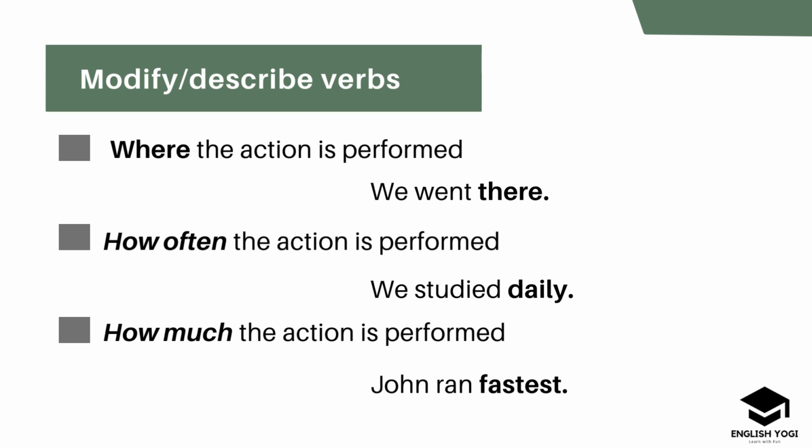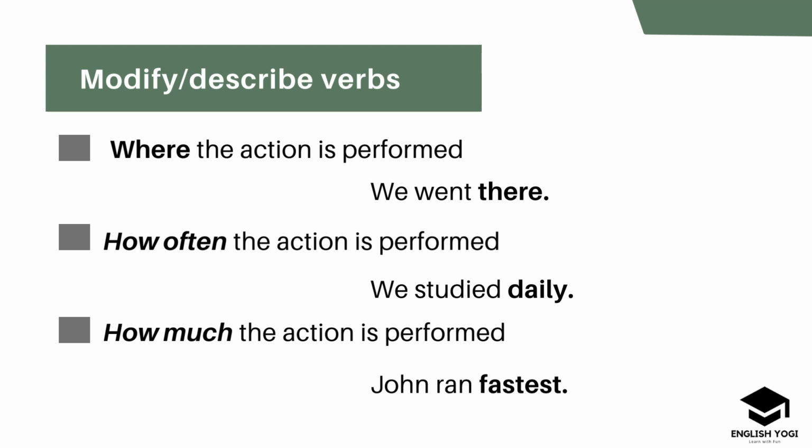Similarly, how often the action is performed. The example is here, we studied daily. So the word daily is here giving the extra information. It is modifying the verb there in the sentence. And moving ahead, how much the action is performed. So the sentence is John runs fastest. Here the fastest is giving more information about how much the action is performed.